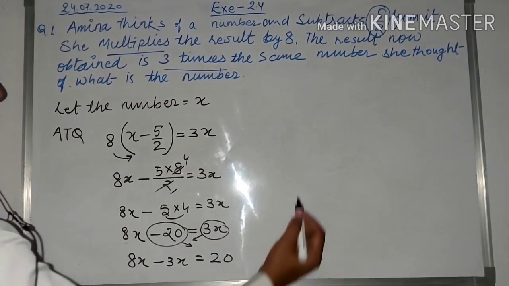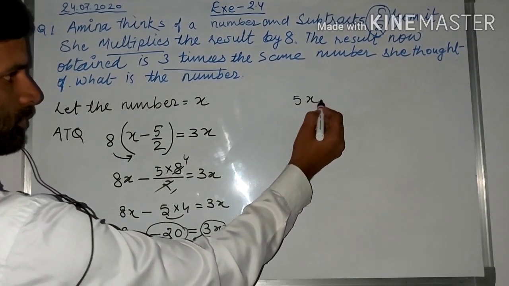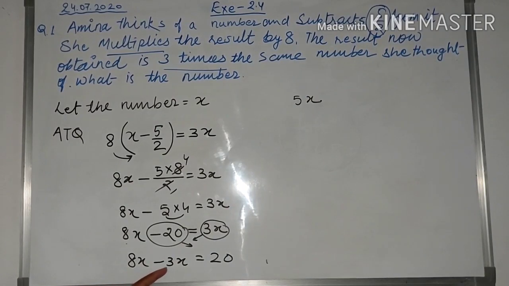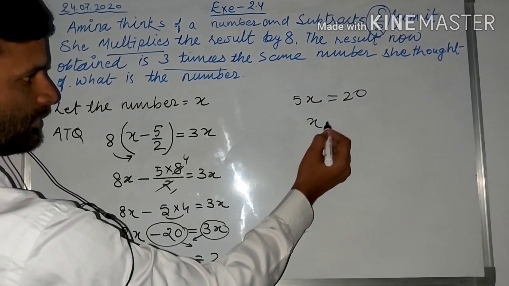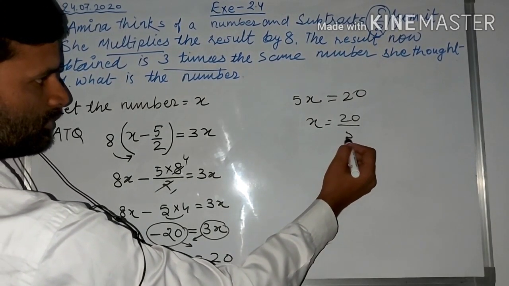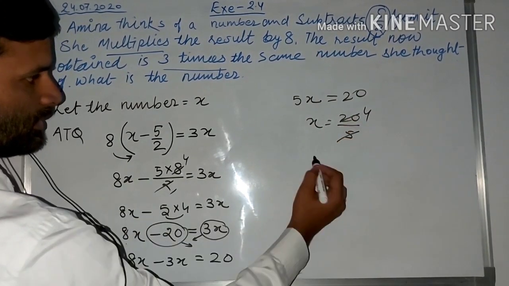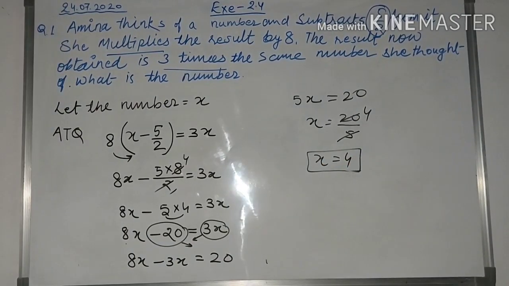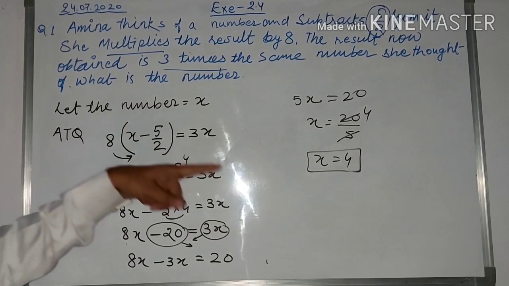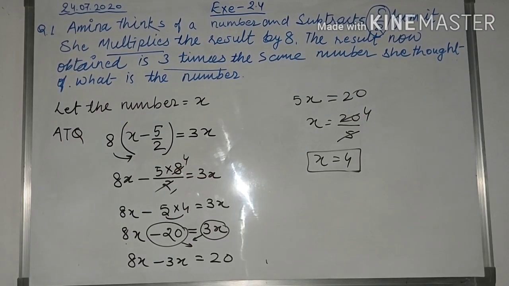8x minus 3x is 5x, so 5x is equal to 20, and x is equal to 20 upon 5. 5 fours are 20, so x is equal to 4. So the number is 4, that is the answer.